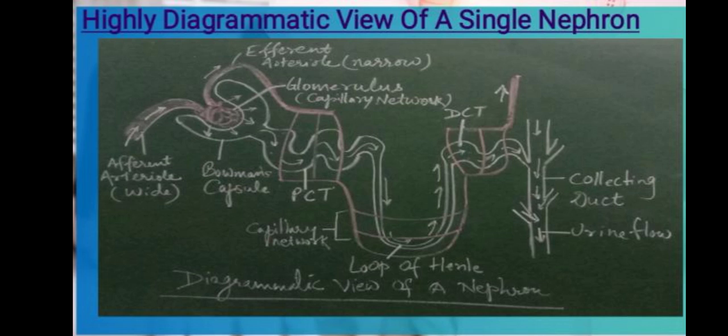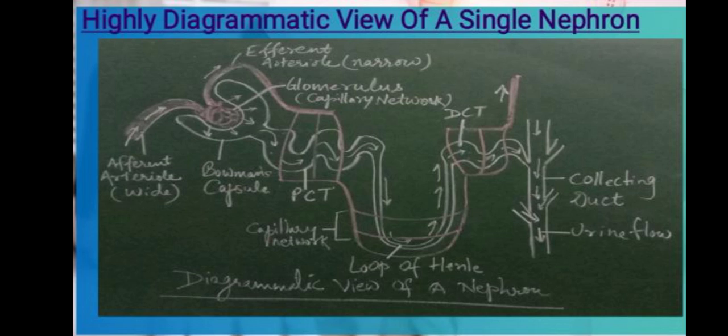These capillaries again rejoin to form the efferent arteriole. The blood which is going through the efferent arteriole is oxygenated and pure. And as you can see in this diagram, the diameter of the afferent arteriole is more as compared to that of the efferent arteriole. Actually, the diameter of the afferent arteriole is twice that of the efferent arteriole.